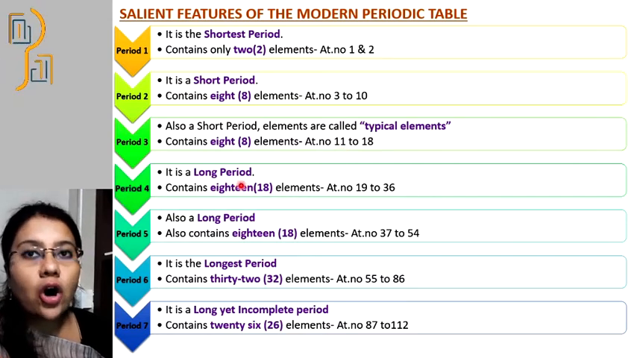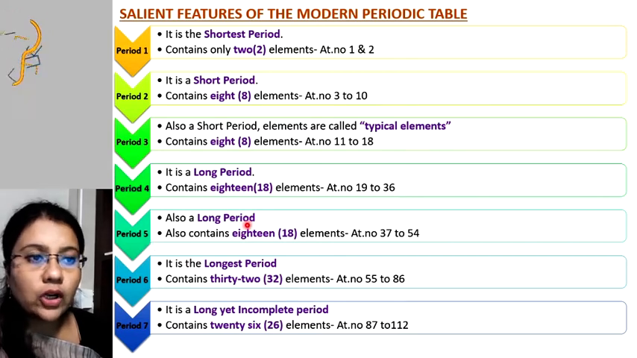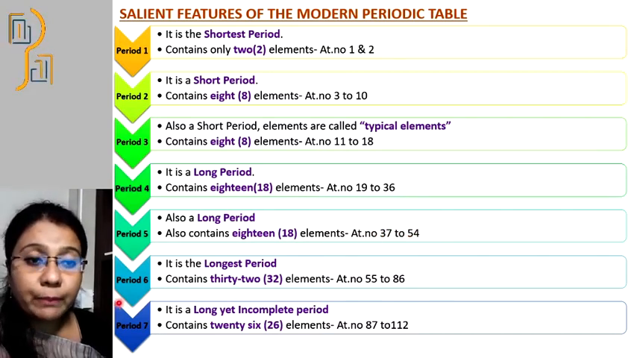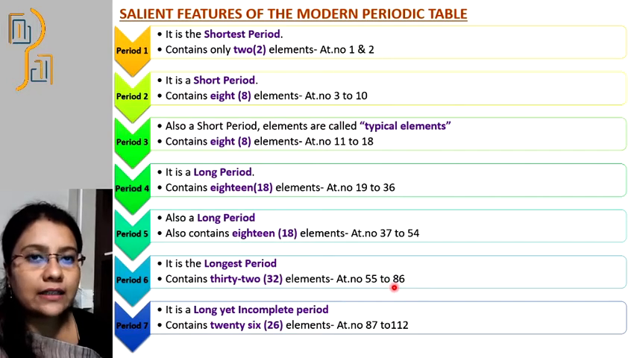Period 4 is a long period which contains 18 elements from atomic number 19 to 36. Similarly, period 5 is also a long period which contains 18 elements from 37 to 54. But period 6 is the longest period, which contains 32 elements from atomic number 55 to 86. And period 7 is a long period, but it is an incomplete period containing 26 elements from atomic number 87 to 112.